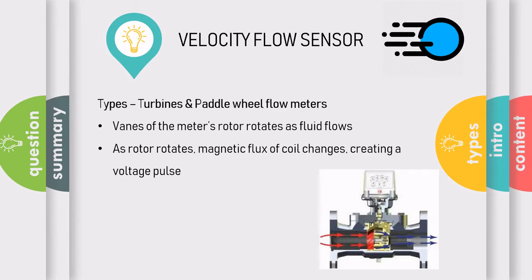One type of velocity flow meter is the turbine and paddle wheel flow meter. Both meters work in the same way. As fluid flows past a turbine meter, the meter's vane will rotate. In both cases, the angular velocity is proportional to the velocity of the fluid. A magnetic pickup coil is mounted outside the pipe, and as each magnetic blade passes the coil, the magnetic flux of the coil changes, causing a voltage pulse. The sensor measures the pulse rate, and from that, determines the flow rate.